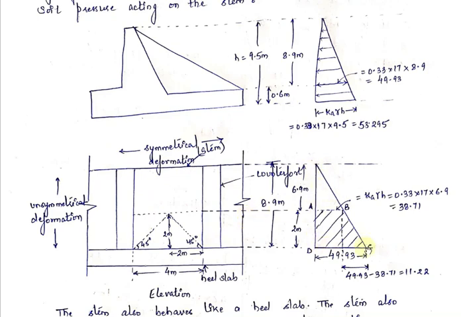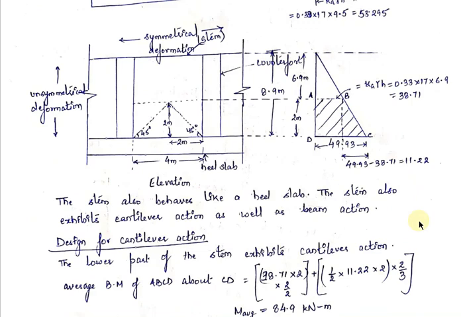So the pressure distribution is this, and the load which will contribute to the cantilever action will be the load which will act on this strip of 2 meter height. So this total height is 8.9 meters and this height is 2 meters. Therefore, this height will be 6.9 meters, and the pressure intensity at a level of 6.9 meters from the top will be Ka gamma h, where h is 6.9. Just put the values here. You will get 38.71 kilonewton per meter width.